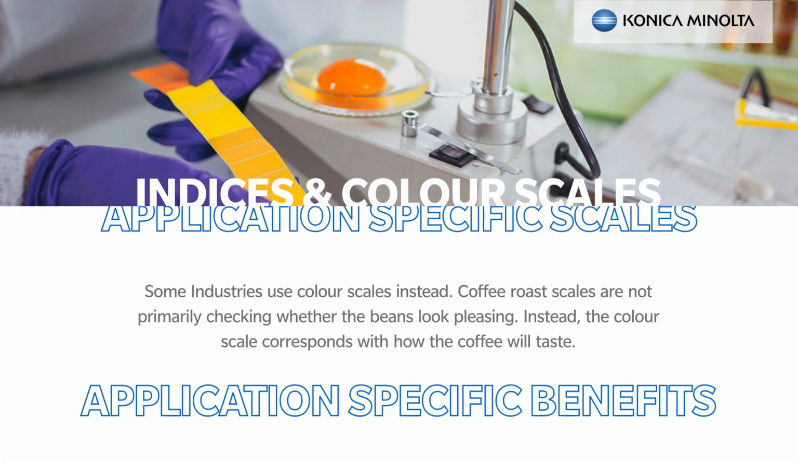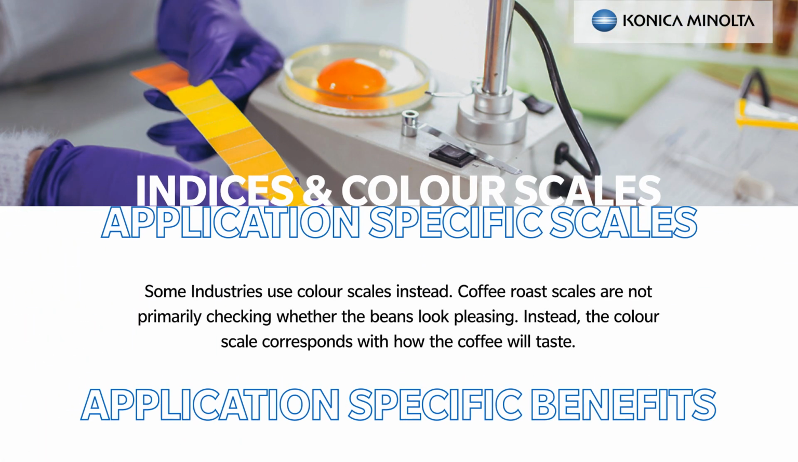Colour differences and tolerances do not always relate to the perceived colour during colour quality control. For example, if you're measuring the roast level of coffee beans, you're not necessarily interested in whether the beans look pleasing. The colour scale here corresponds to how the coffee will taste, and this is why many industries will have their own indexes or scales, each expressing colour in terms of what is relevant to their specific application.